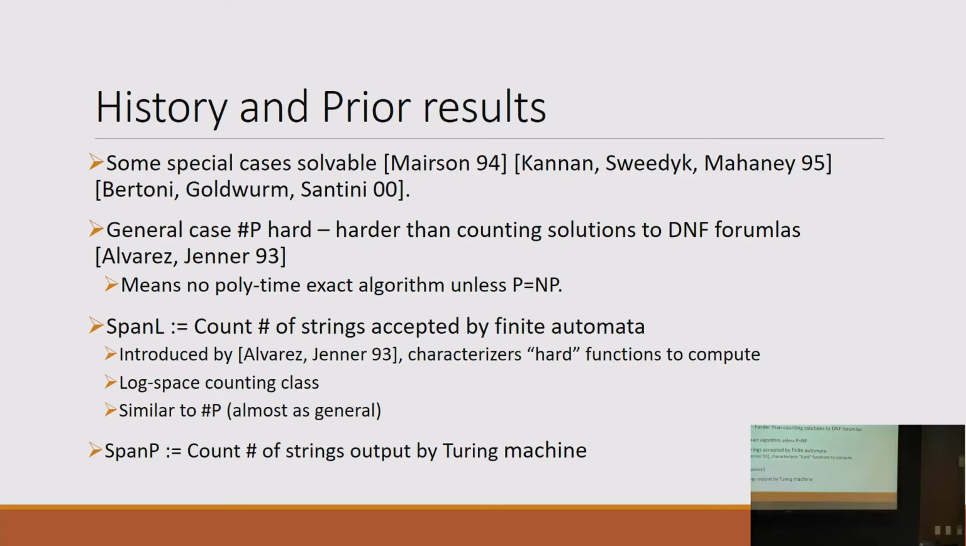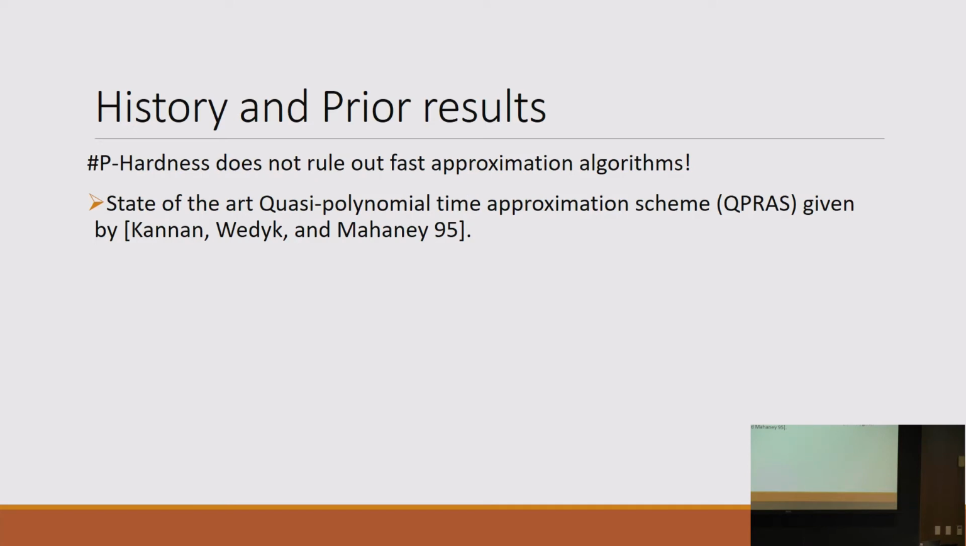Okay, good. All right. So what's been done so far? Well, you may know, from other #P-complete problems, that being #P-complete doesn't rule out the fact that you can have an efficient approximation algorithm, like for instance counting solutions to DNF formulas. So this is actually exploited first by this work of Kannan, Sweedyk, and Mahaney in '95. They gave a quasi-polynomial time approximation algorithm for this problem of counting path labelings.